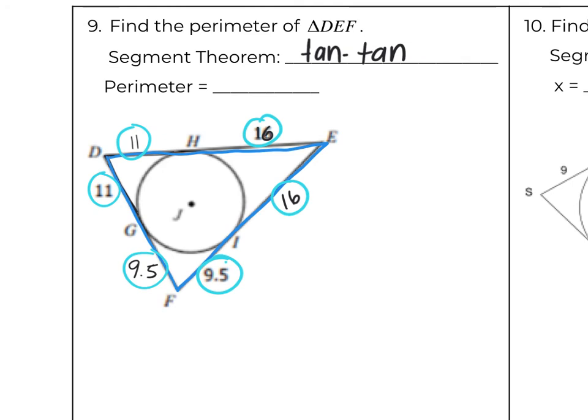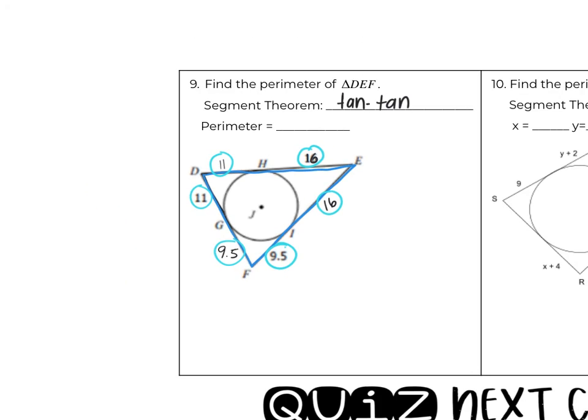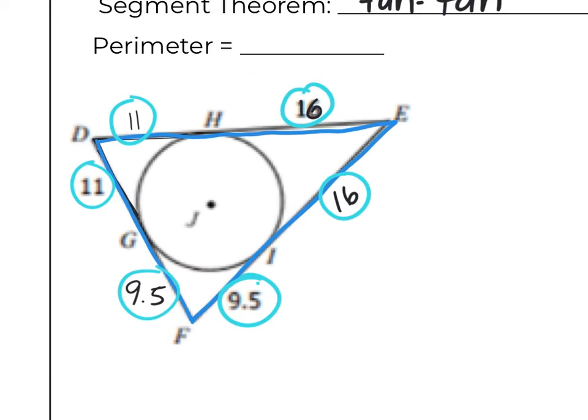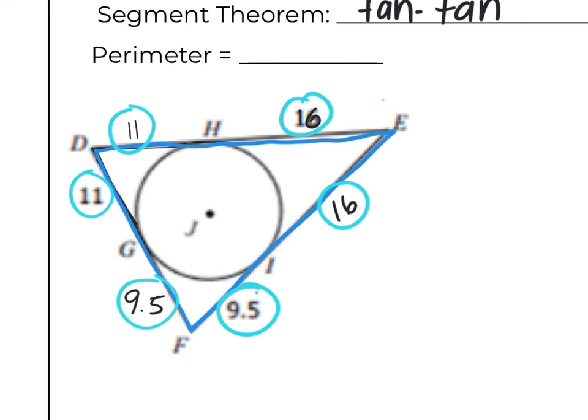Add them and check. Okay, so just an option. I like to do this. If you want to just add them all, it's totally fine. I like to do 16 times 2 is 32, 11 times 2 is 22, 9.5 times 2 is 19, and add those. It's totally up to you. That's just what I like to do.